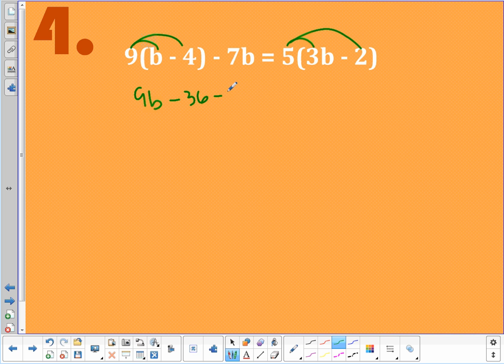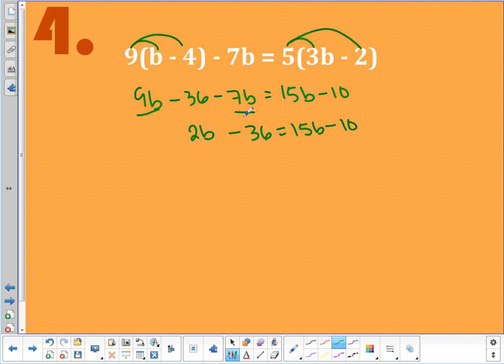I still have that minus 7b, which was already there. On the other side, 5 times 3b is 15b. 5 times negative 2 is negative 10. All right, so now check for any other like terms. I have a 9b minus a 7b, so I can put those together. 9 minus 7 is 2, so I have 2b minus 36 is equal to 15b minus 10.